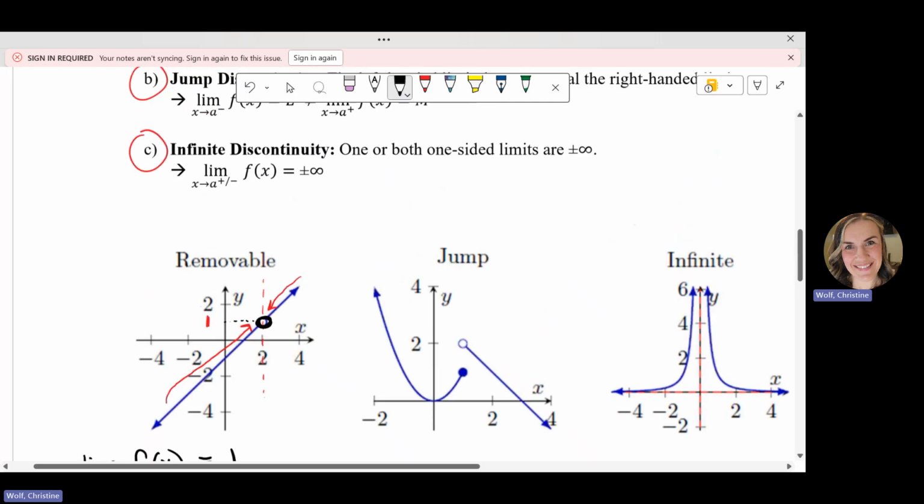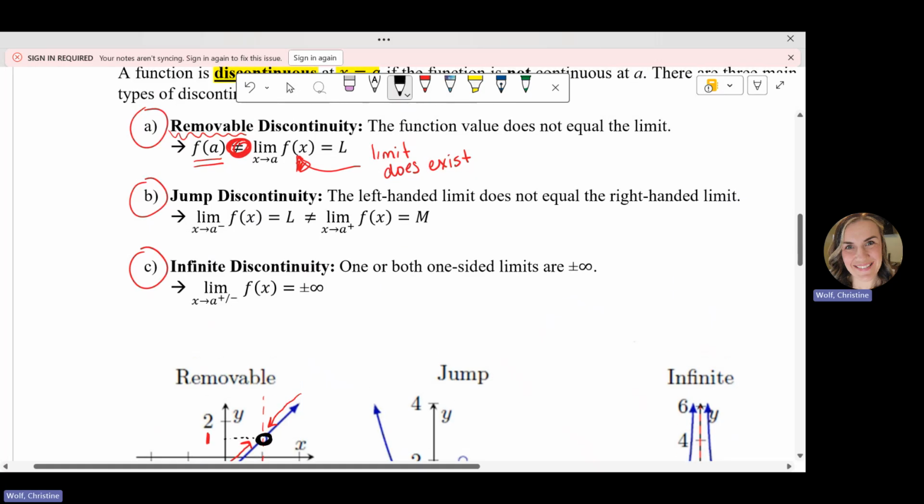Okie doke. The second is called a jump discontinuity. Jump discontinuity is when the left-handed limit does not equal the right-handed limit. So we're not even worrying about f of a here that we were worried about in the previous one. We don't need to check f of a. As soon as we see that our left side answer is not the same as our right side answer, then we know the limit does not exist, and that would be classified as a jump discontinuity.